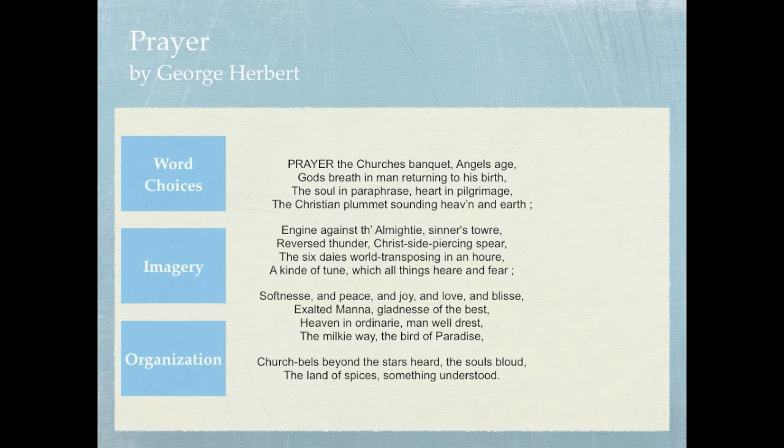But also, in this organization, we can see certain rhyme schemes, right? So here in the first line, age rhymes with pilgrimage, birth and earth rhyme, tower, hour, spear and fear in the second stanza, bliss, best, dressed, so bliss and paradise, and there's sort of a rhyme, and then blood and understood. So the rhymes bring together the type of organization.